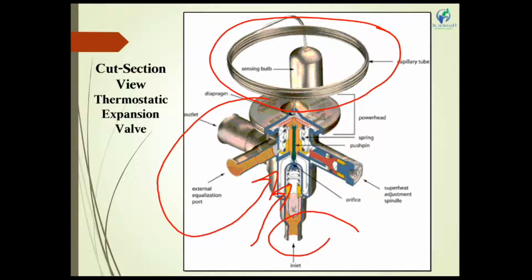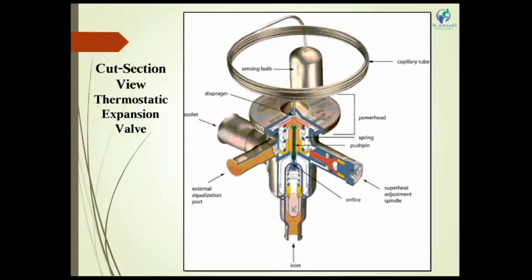Here is the inlet. Then after this is the power head. Power head means on this side there is a mounted diaphragm which controls the orifice gap for opening and closing. How much area is required to open and how much area is required to close.